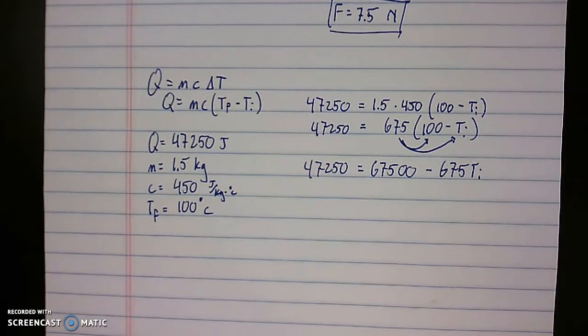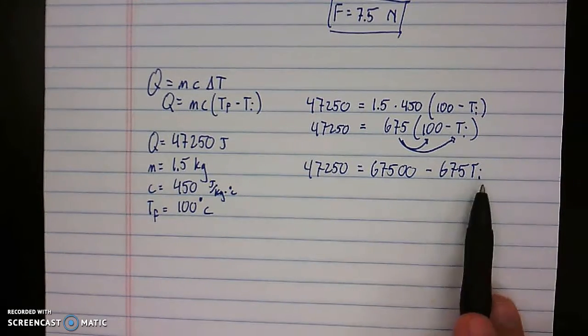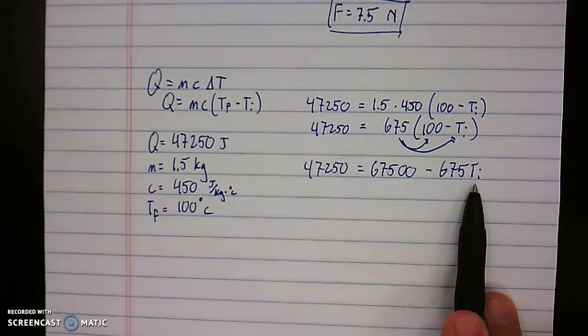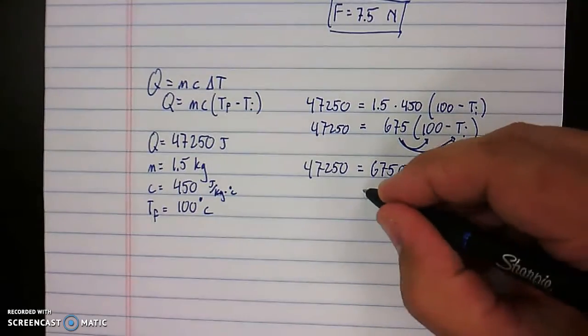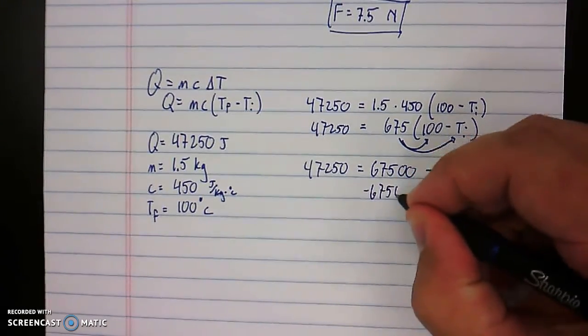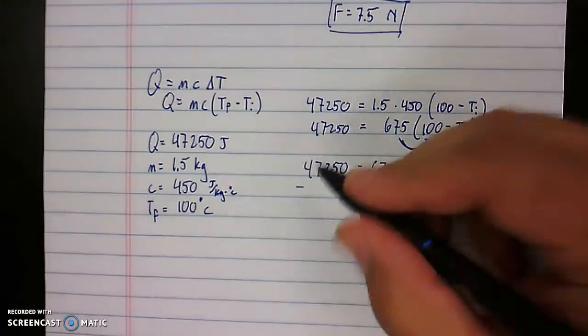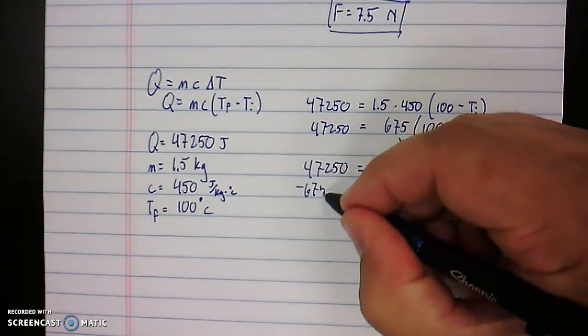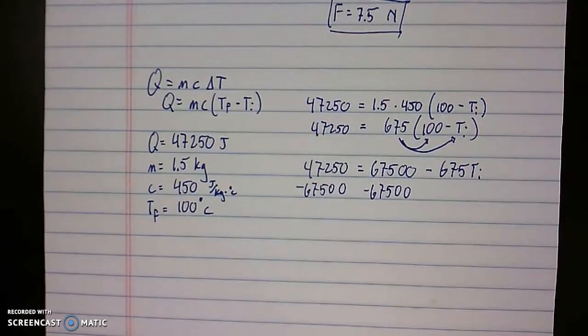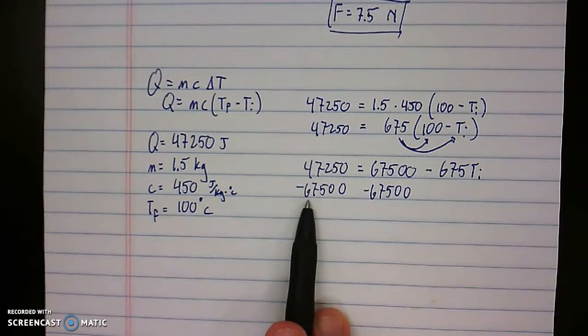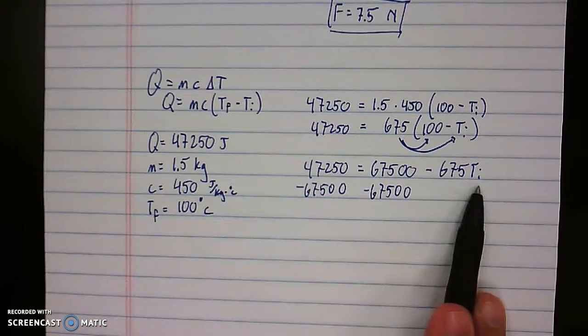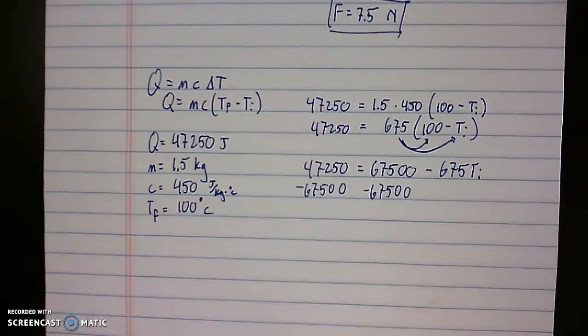Now we need to finish this off to simplify it. So here is the variable. We want to get it by itself. So the first thing we're going to do is subtract 67500 from both sides of the equation, minus 67500. And for those of you that are paying attention, you'll see that this will end up being a negative value. And that's a good thing because this is a negative value over here, meaning our initial temperature is going to end up being a positive value. But you'll see what that looks like momentarily.